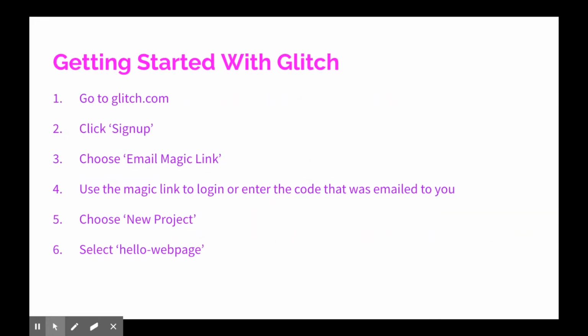So to get started, you're going to have to type glitch.com into your search bar. After you've done that, click Sign Up. There are several ways to sign up, including Facebook, etc. Today, you're going to choose Email a Magic Link. In this way, you won't have signed up for a real account until you decide you wish to do so. For this account, it's just a trial.